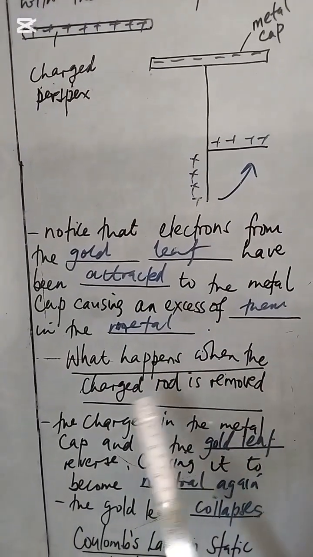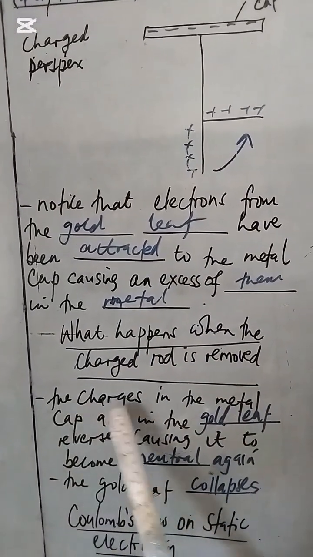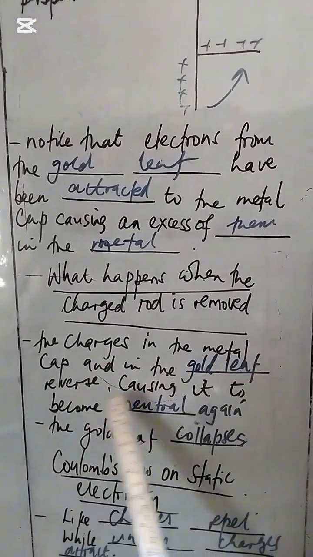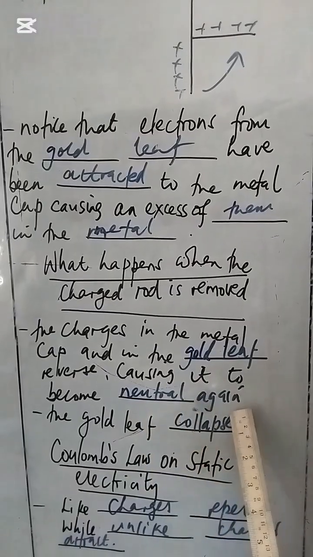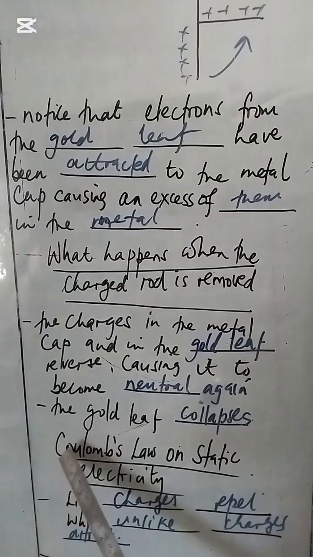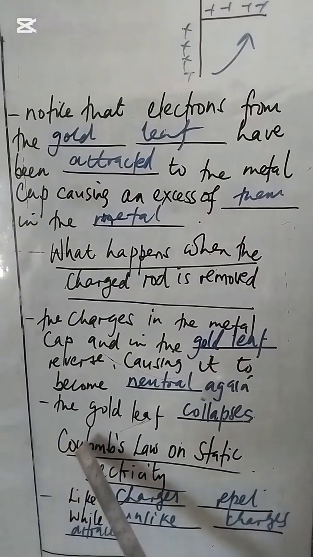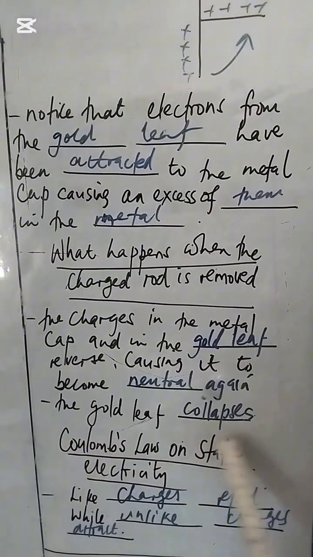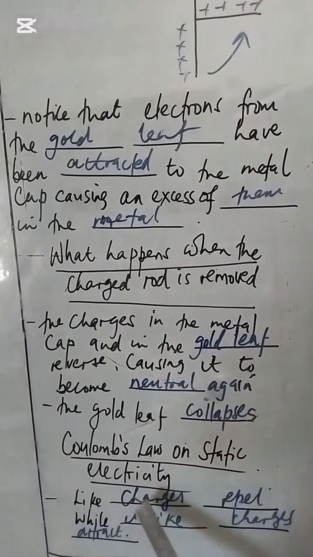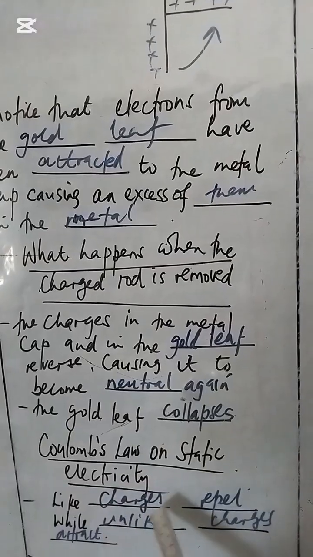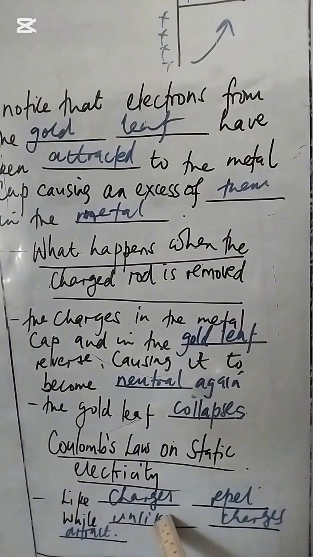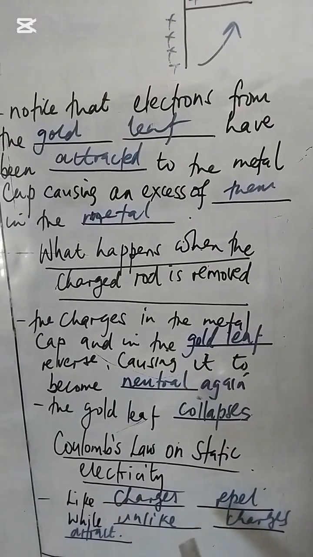Then what happens when the charged rod is removed? The charges in the metal cap and in the gold leaf reverse, causing it to become neutral again. The gold leaf collapses. Then what does Coulomb's law say on static electricity? There are two laws, but we are going to consider just one for our level, which is: like charges repel, while unlike charges attract.